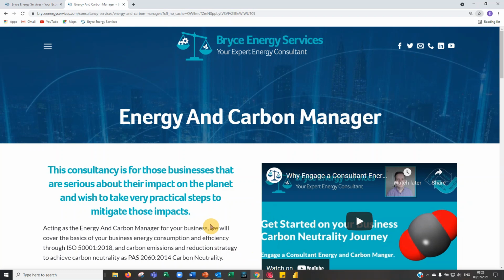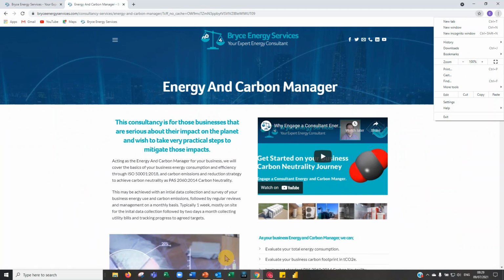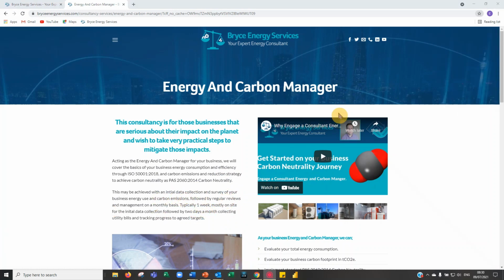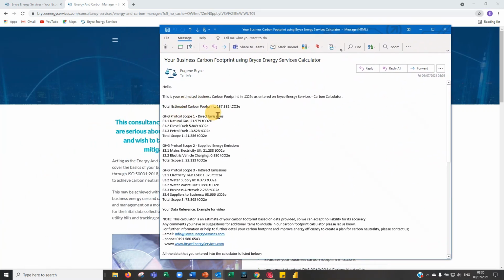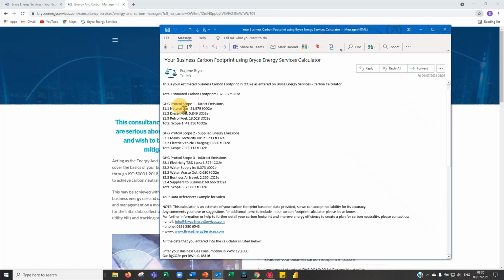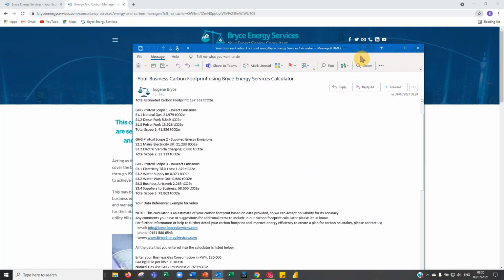It takes you to another page on our website. I'll just drop back to that and pause and wait for the email to pop in. So this is the email you should receive, with the summary of scope 1, scope 2, scope 3, your total carbon emissions, and the reference, example for video. So that was how the calculator works, fairly straightforward, and I hope you use it.